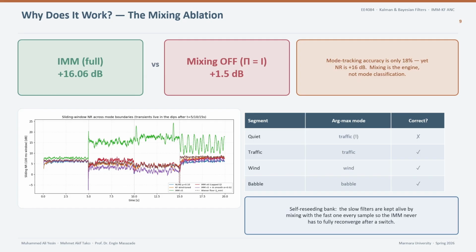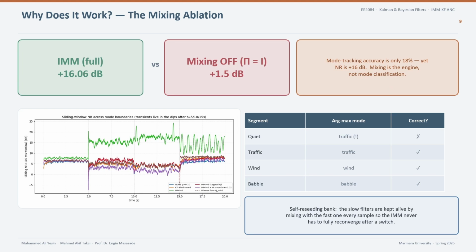So, why does the IMM win? Our first guess was the obvious one: it must be identifying the environment and switching to the right filter. We tested that and we were wrong. Look at the top. The full IMM gives 16 decibels, but when we turn mixing off, setting the interaction matrix to the identity so the filters run independently, performance collapses to 1.5 decibels. The mixing step is essentially doing all the work. And here's the twist. The mode tracking accuracy is only 18%. The filter is wrong about which environment it's in most of the time, yet it still delivers 16 decibels.